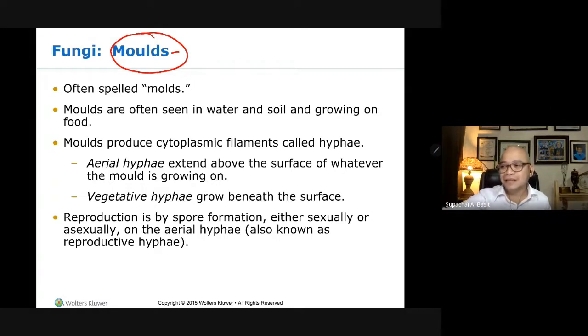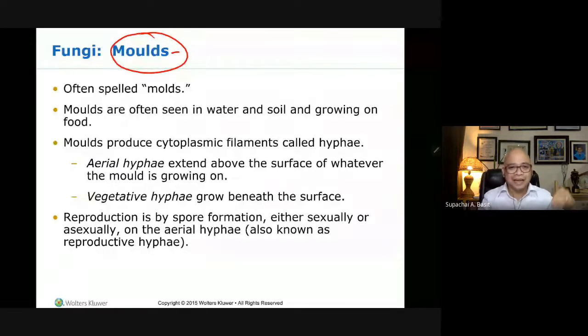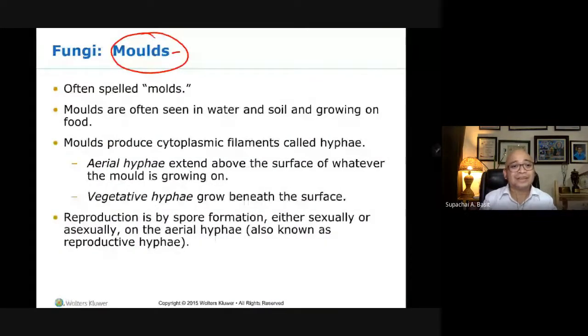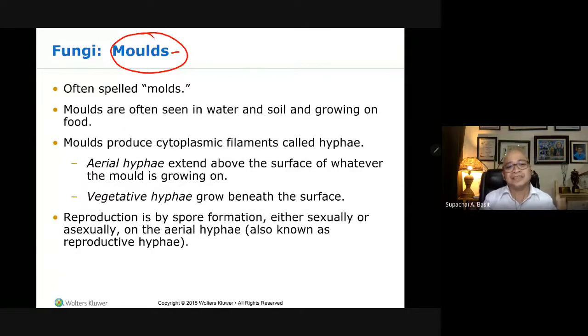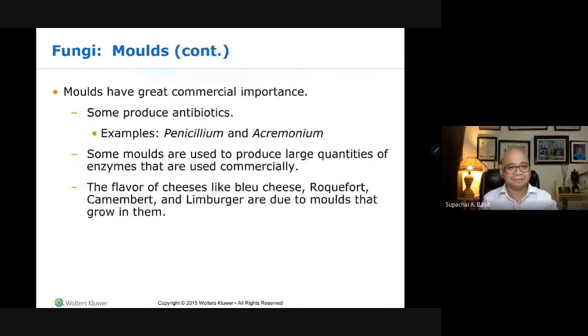On the other hand, vegetative hyphae grow beneath the surface, most likely for absorption. Reproduction is by spore formation, either sexually or asexually, on aerial hyphae. That's the reason why the aerial hyphae is sometimes known as the reproductive hyphae.